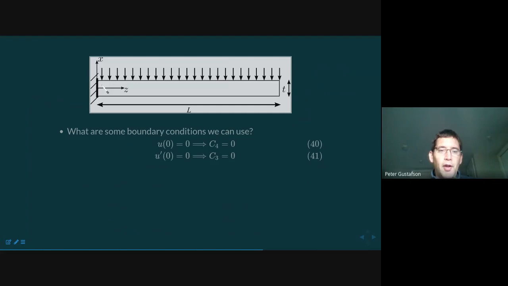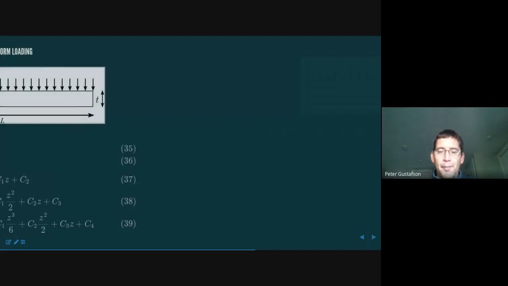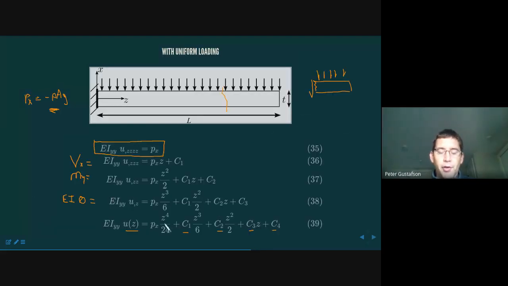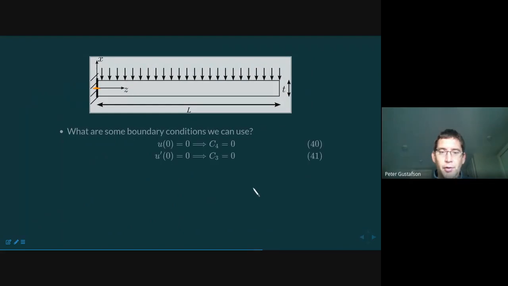Again, we're looking at the left-hand side, the deflection u at the position z equals 0. That's where we are here. Of course, this is a midline, so we're looking at the deflection of the midline here. That is going to be equal to 0. Lo and behold, that means that in this fourth equation, we're just plugging in z equals 0. So this is 0, 0, 0, 0, and C4. So C4 has to be equal to 0. Boom, no problem.